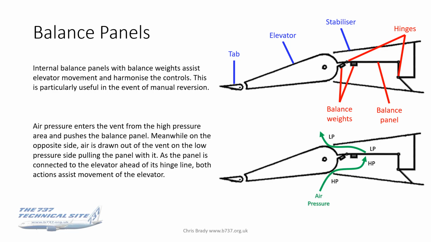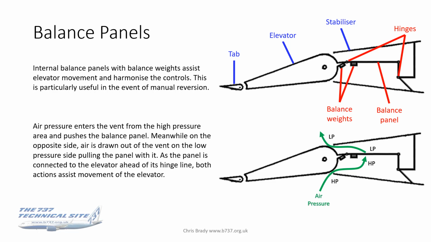The air pressure actually enters a little vent which is quite hard to see, from below or above, whichever side is the high pressure side, depending on the deflection of the elevators. While on the opposite side, air is drawn out of the vent on the low pressure side, and that pulls the balance panel with it. As that panel is connected to the elevator, it helps actually move the elevator as well. Okay, so there it is.